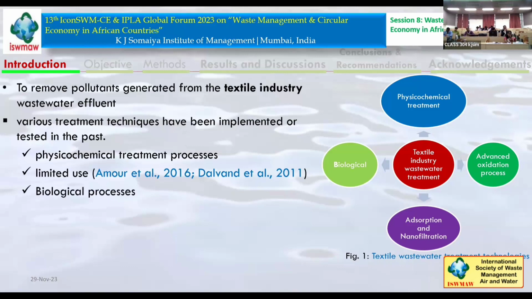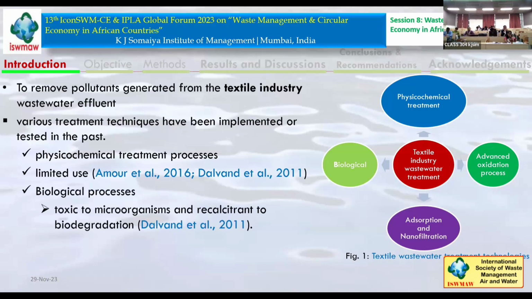When we come to the biological process, again, since the textile industry uses those chemicals, they are very toxic to the microorganisms, and they are also recalcitrant, making it difficult to implement the process to treat textile industry wastewater.